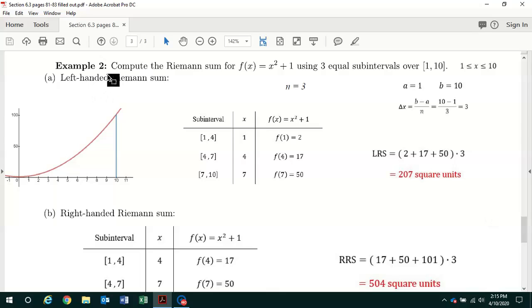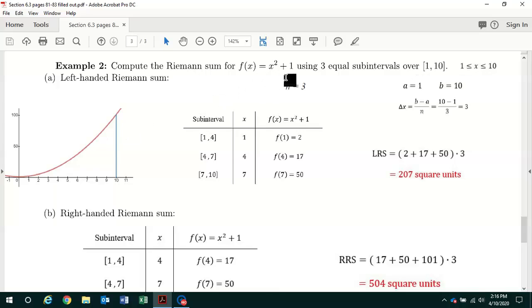In example 2 here at the top of page 83, you're instructed to compute the Riemann sum for f of x equals x squared plus 1 using 3 equal subintervals over the interval from 1 to 10. Remember, these are the values of x, so this is for x from 1 to 10.